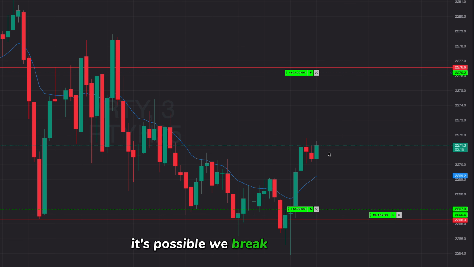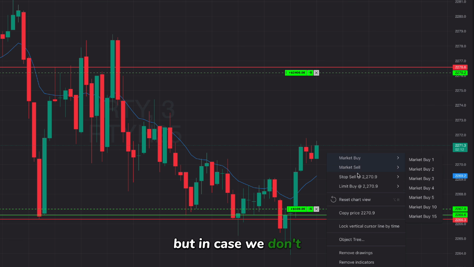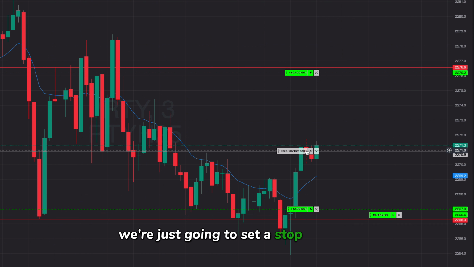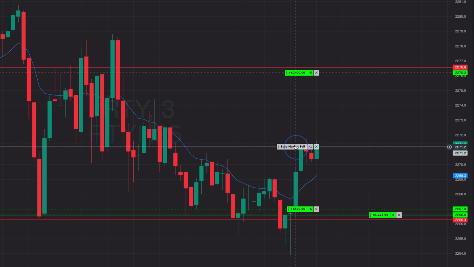It's possible we break higher here, but in case we don't, we're just going to set a stop for one contract right here. You know, that's pretty good for IWM. Obviously, we hope we get a full dollar.